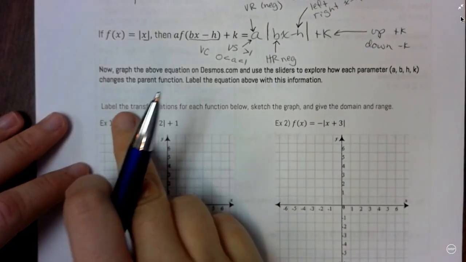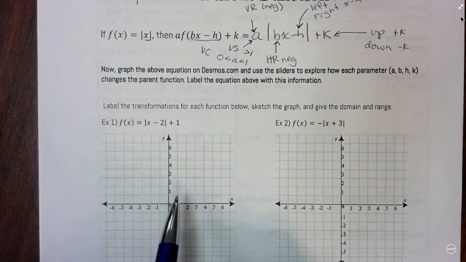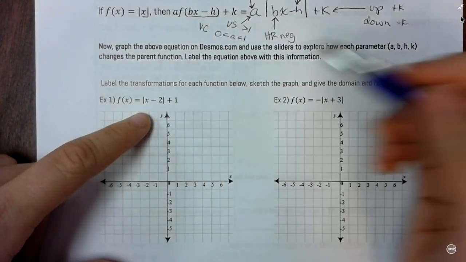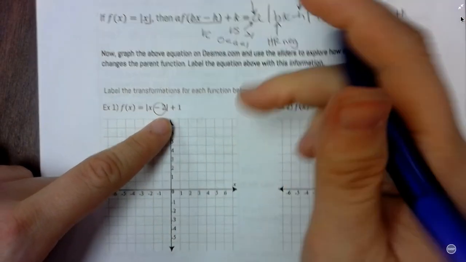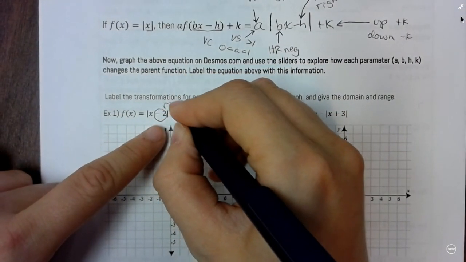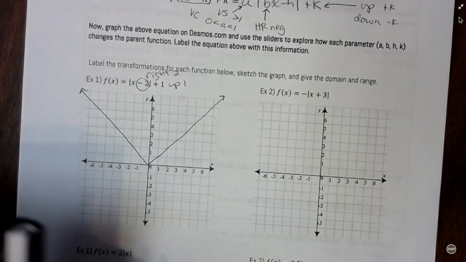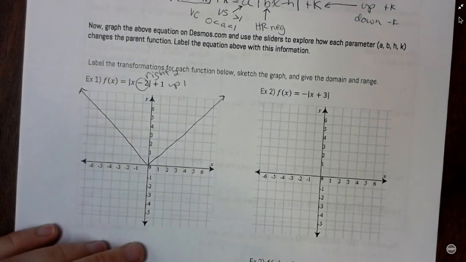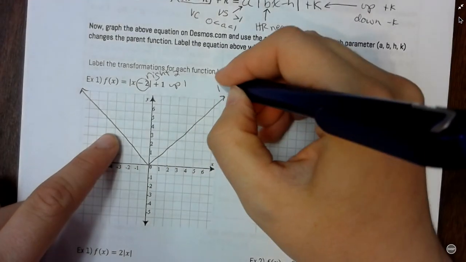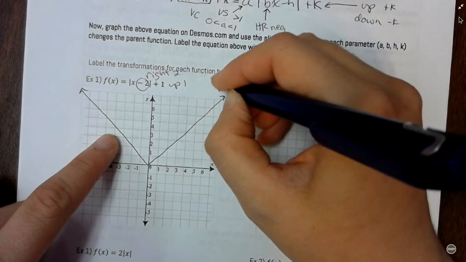So back to our notes. Label the transformations for each function below, sketch the graph, and give the domain and range. On our first one, I know from looking up here that I'm going to be going right 2 and up 1. So I've drawn my parent function in there. Just absolute value of x, absolute value of x.